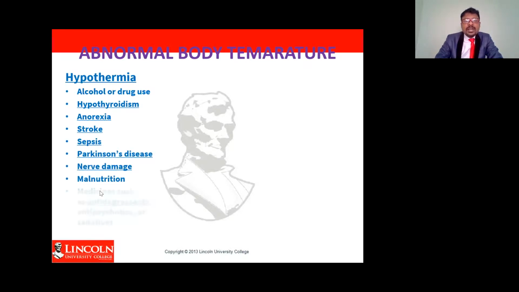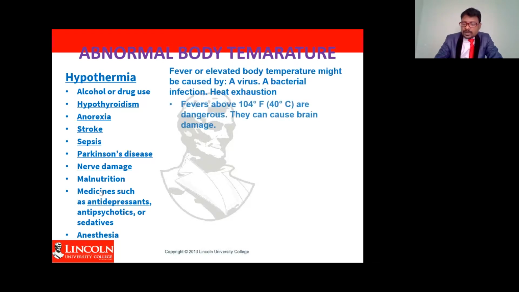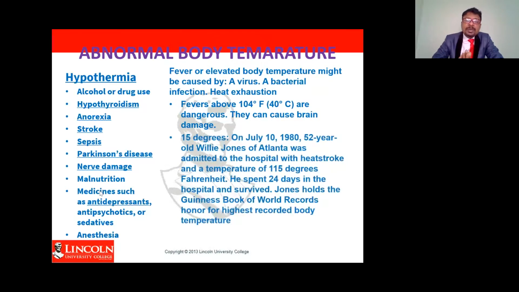So, what are the abnormalities of body temperature? The abnormalities we just discussed are hypothermia and also hyperthermia. Hypothermia means the body temperature is less than 36 degrees centigrade, less than 95 degrees Fahrenheit. This hypothermia is due to so many reasons.